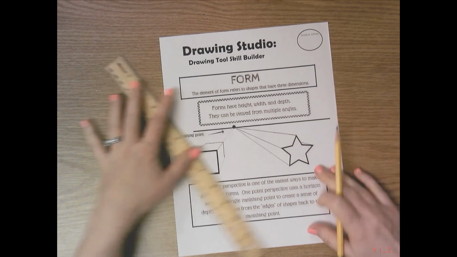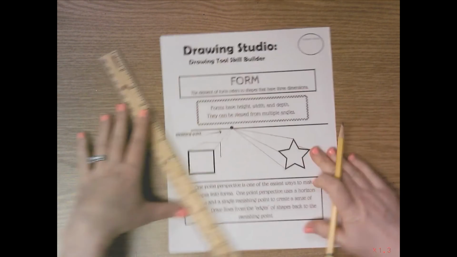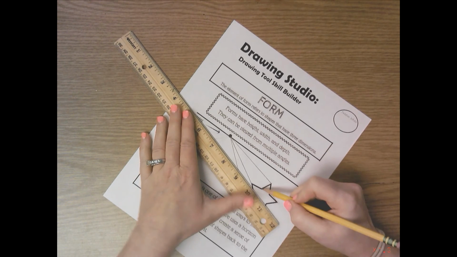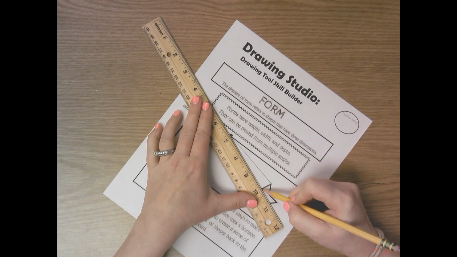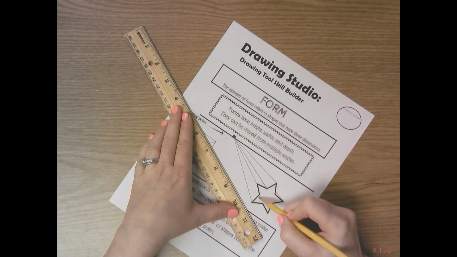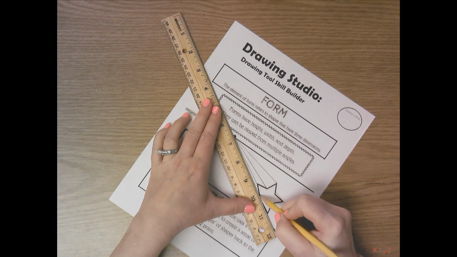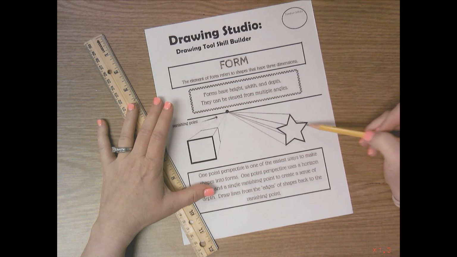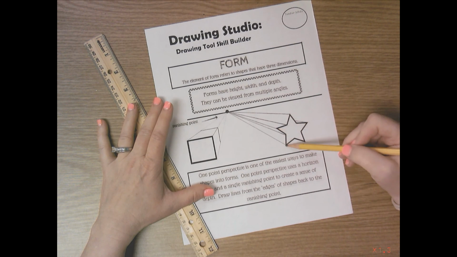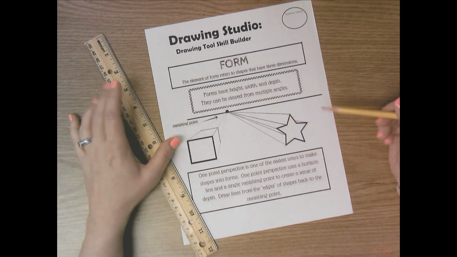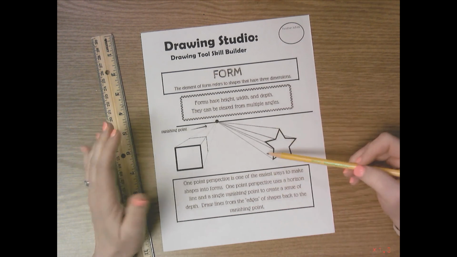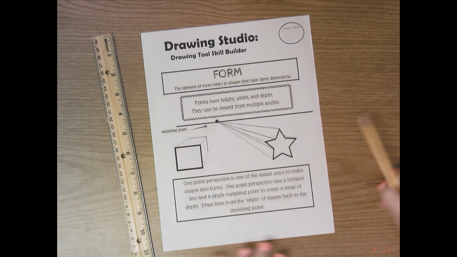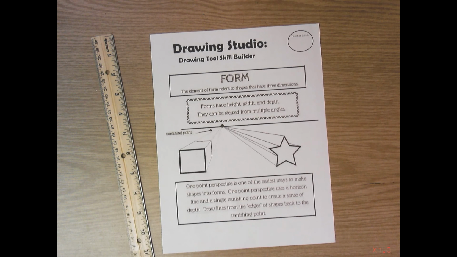So there is the star looking 3D. I could do these points on the inside and make it look a little bit more 3D, but as long as you do these 3 corners of the star to the vanishing point, that's good enough. And let's not chop it off. I think it'll be pretty tricky to chop the star off. And that's how you're going to complete this form drawing skill builder.